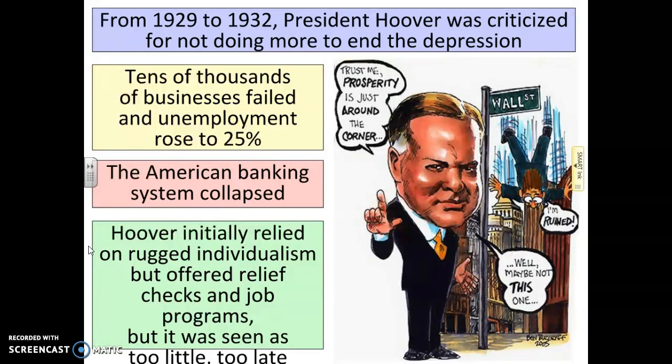From this, he's criticized heavily because people are still struggling to survive, and high rates of unemployment are still taking place, up to 25% in some areas. The banking system has collapsed completely. There are multiple times where the banks just completely close. People lose their life savings in these things, and the American people are struggling to find answers.